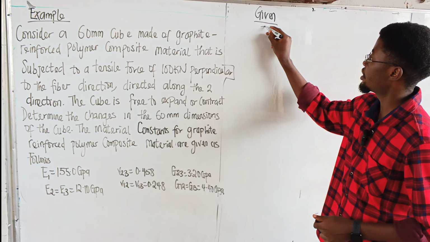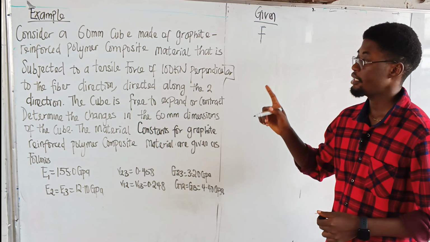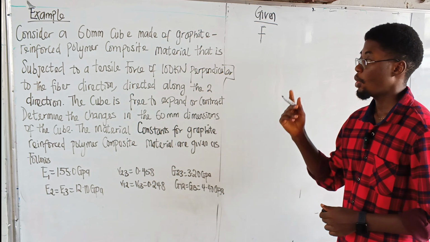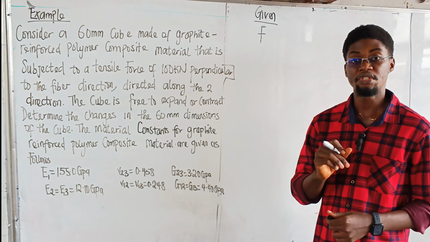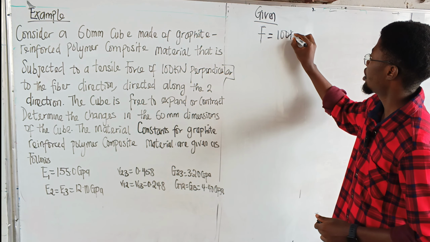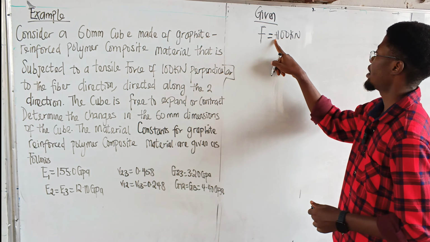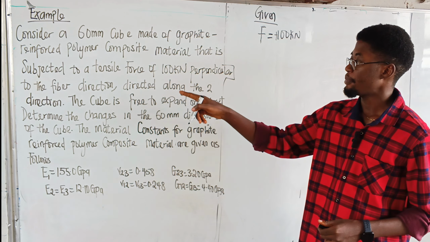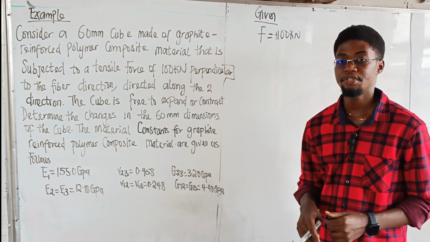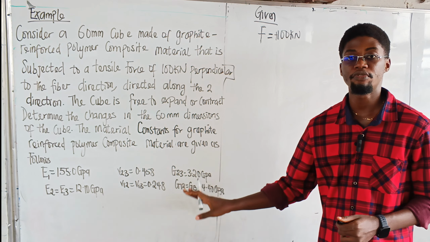So remember what we said in our last video. We said that anytime you see a tensile force, you indicate it as positive, a plus. If it's a compressive force, what do we use? We use a minus. So our force is plus 100 kilonewton. If it were a compressive force, I'd put minus 100 kilonewton. It's directed along the fiber direction.